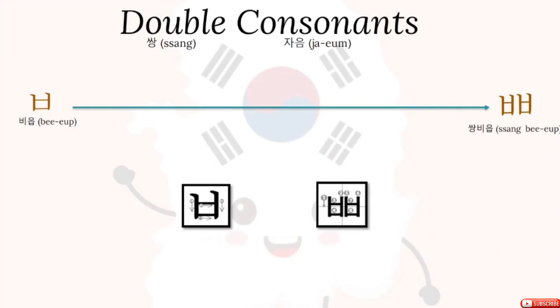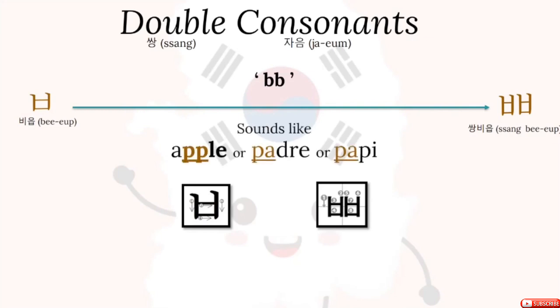Moving on to our third double consonant, 비읍. It sounded like B. Now the double consonant 쌍비읍, B, B, sounds like apple, apple, or like father in Spanish, padre, or papi.